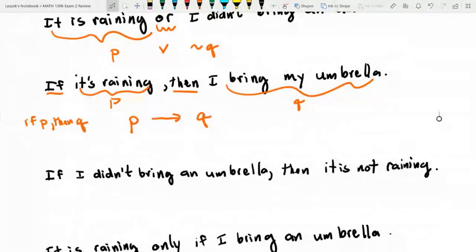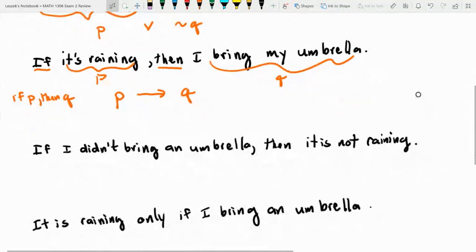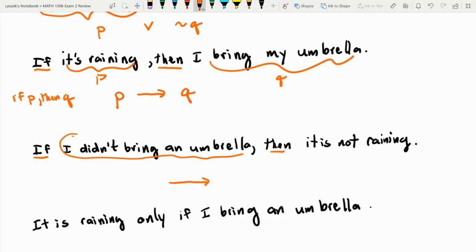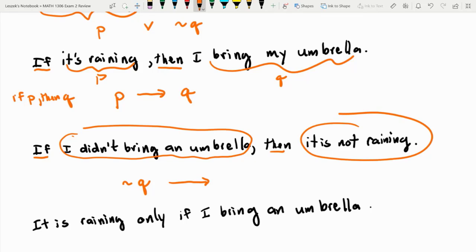Okay, now we have another if-then statement. So it's another implication. But the antecedent this time is I didn't bring an umbrella, which is the negation, not Q. And then the consequent here is that it is not raining, so that's the negation of the statement that it is raining, so not P.